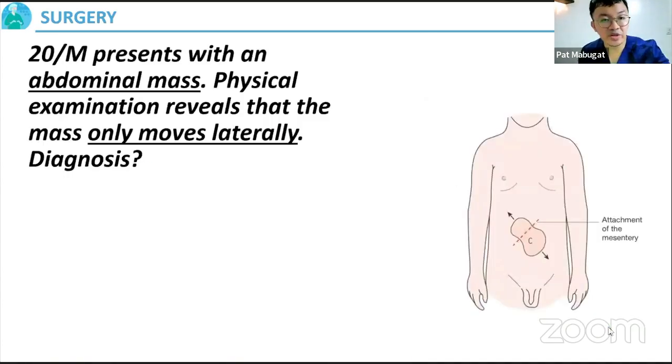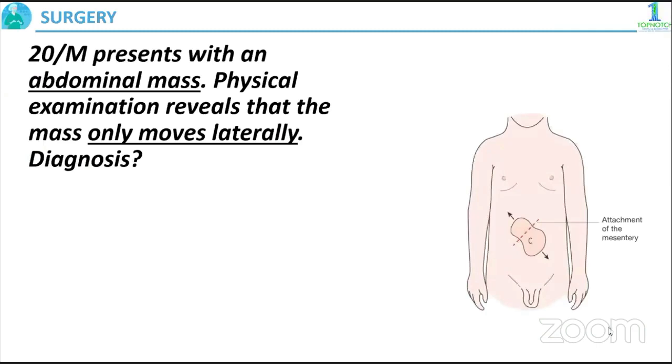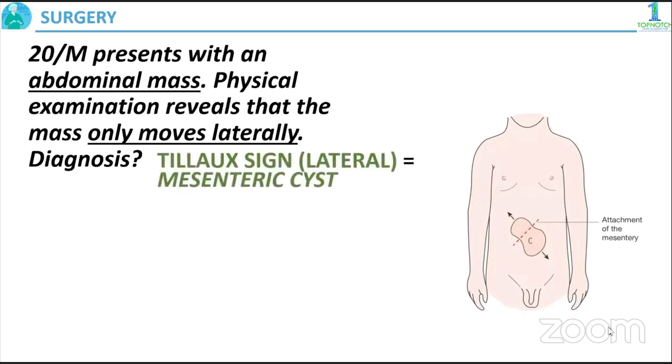Okay. 20-year-old male presents with abdominal mass. Physical exam reveals that the mass only moves laterally. What's the diagnosis? So, 20-year-old male, abdominal mass inside. The mass can go left and right only. This is your Tilaux sign, which is the identifier of your mesenteric cyst.